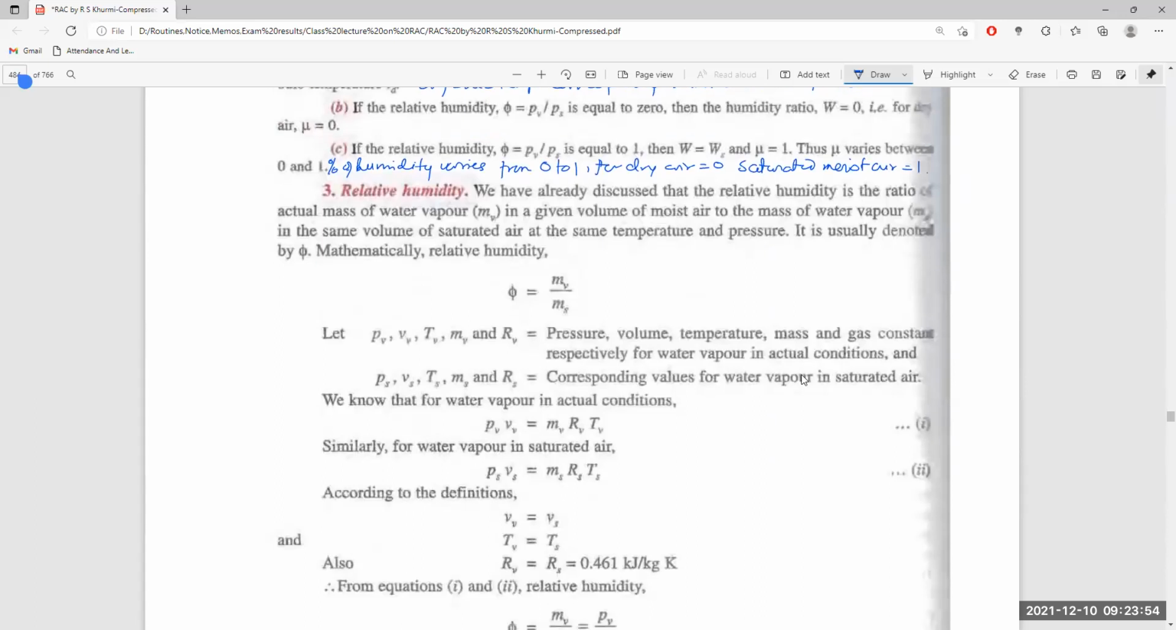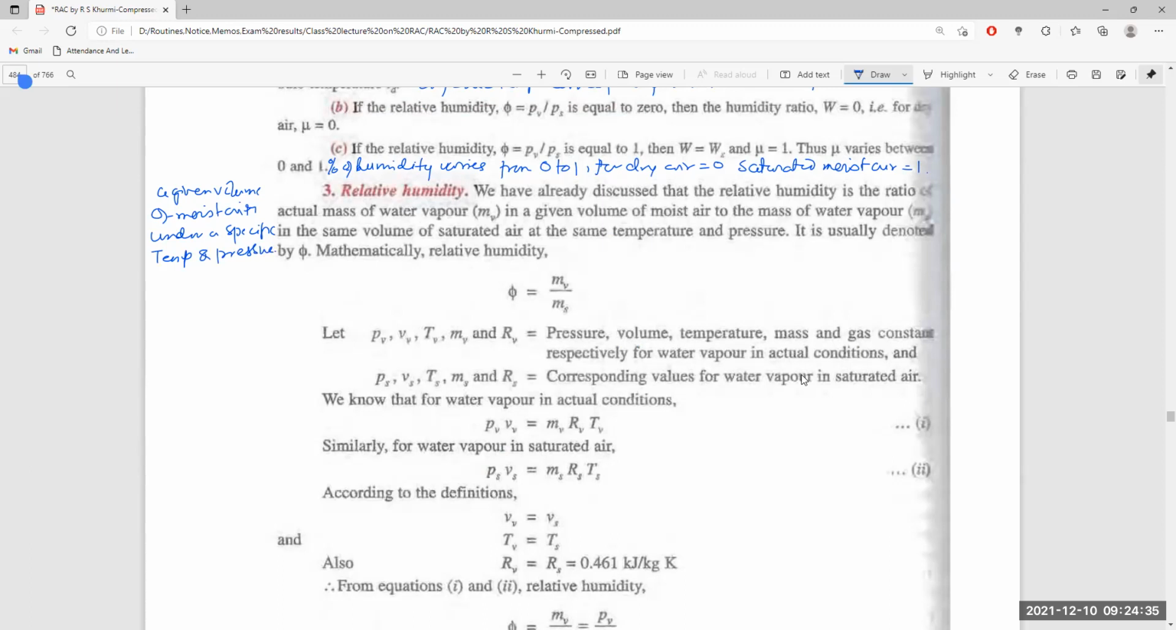Now, we have discussed that the relative humidity is the ratio of the actual mass of water vapor in a given volume of moist air to the mass of the water vapor in the same volume of saturated air at the same temperature and pressure. Say a given volume of moist air under a specific temperature and pressure.